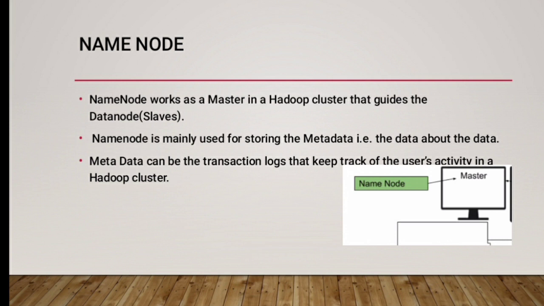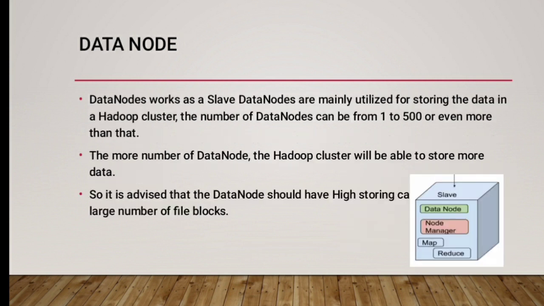Name node works as a master in a Hadoop cluster that guides the data node. Name node is mainly used for storing the metadata, that is the data about the data. Metadata can be the transaction logs that keep track of the user's activity in a Hadoop cluster.